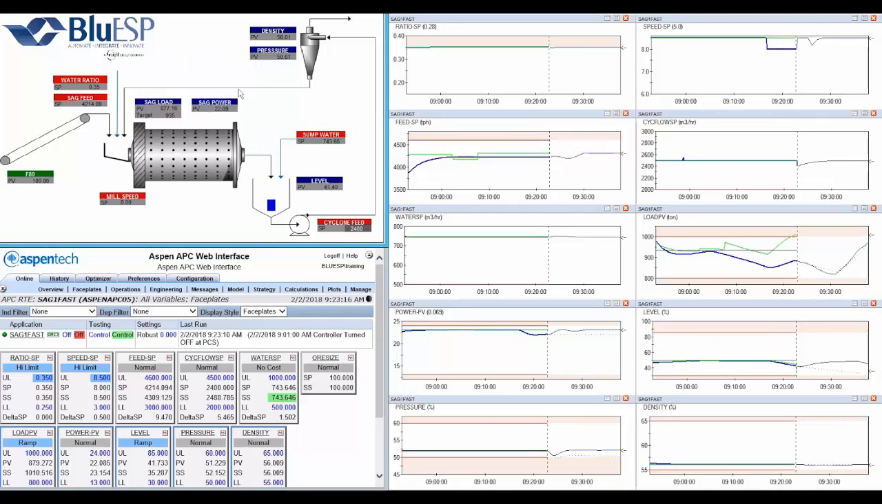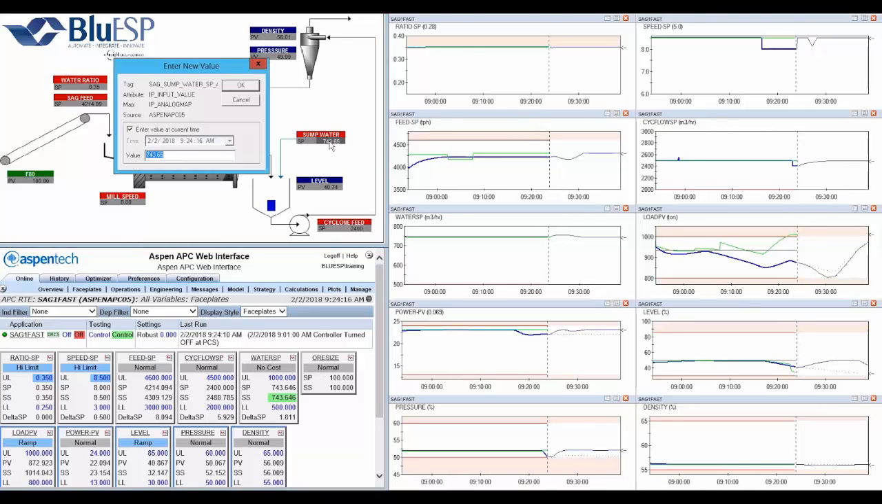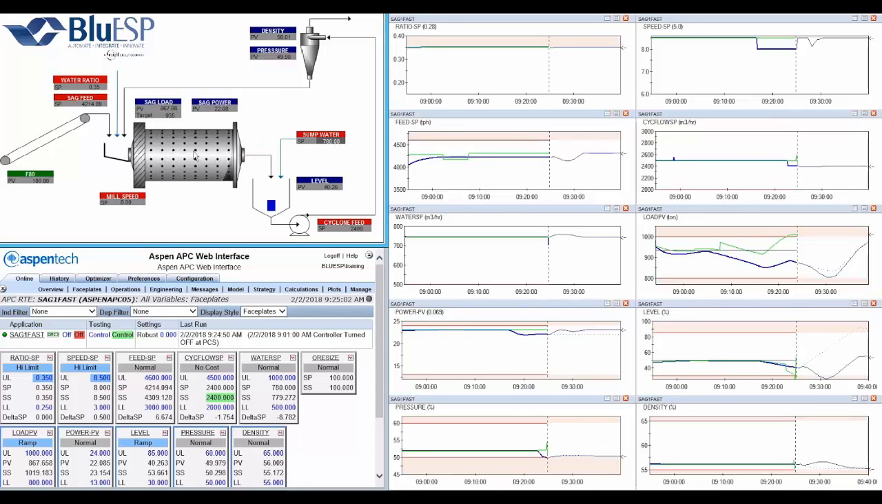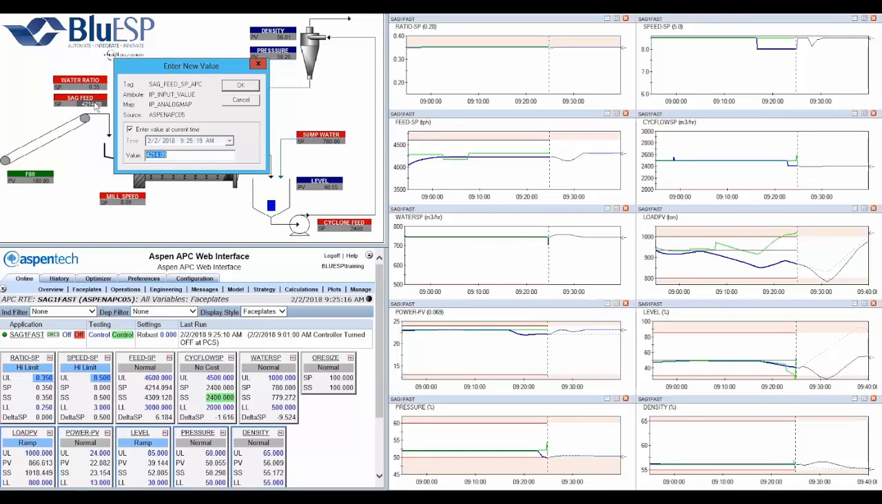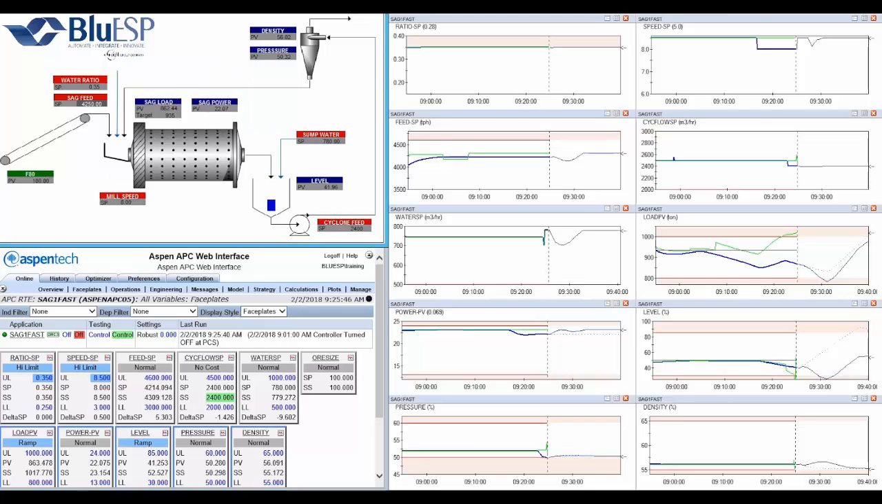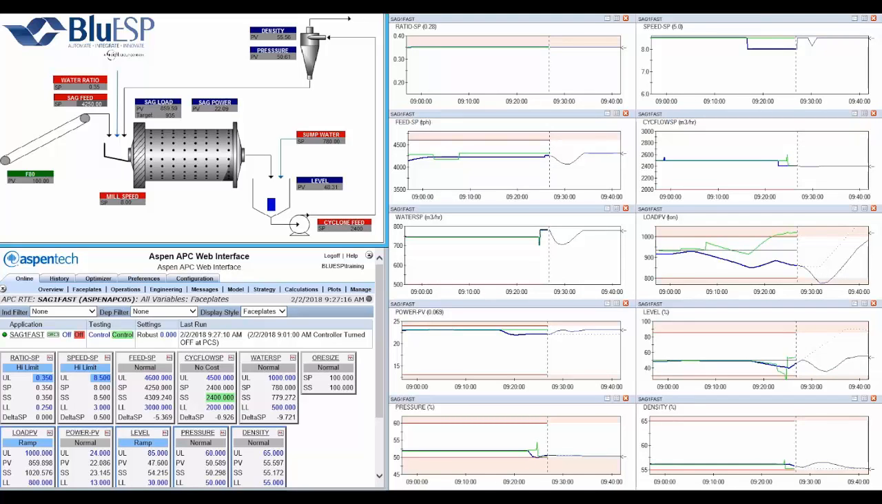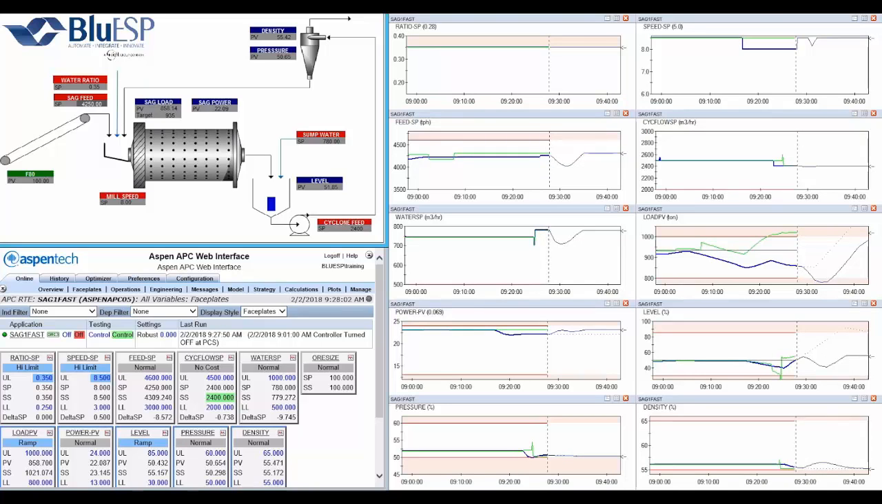starts dropping. To prevent the sump from running empty, the operator decreases the cyclone feed pump set point. This action causes the cyclone pressure to drop. The level in the sump is still decreasing, but since the cyclone pressure is at the minimum, the operator increases the mill discharge sump water instead to try and reverse the decreasing level in the sump.